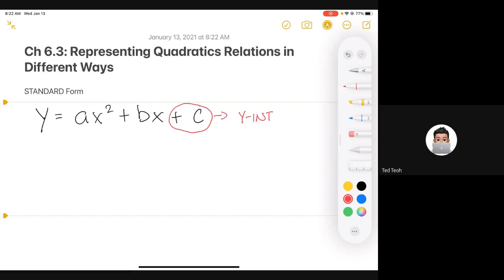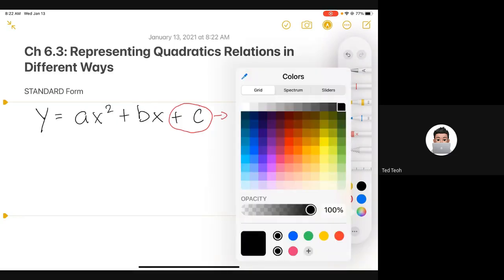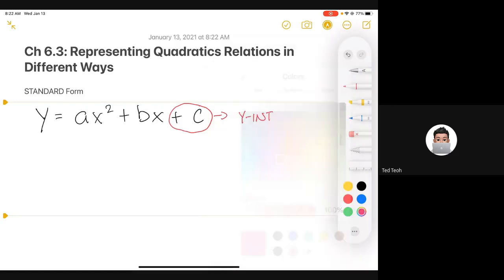It still tells me information like which way it opens in the front. It also tells me if it's a stretch or shrink by the number after the equal sign. But more importantly, it tells me what the Y-intercept is. I'm going to do an example that you might see on your tests.